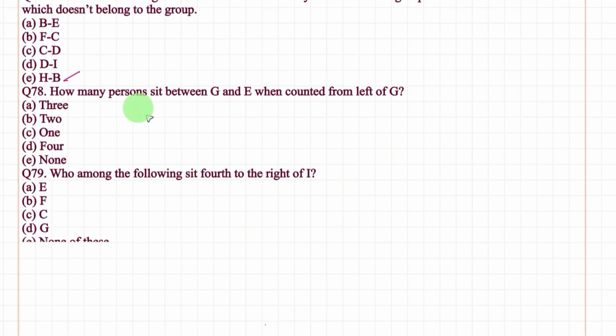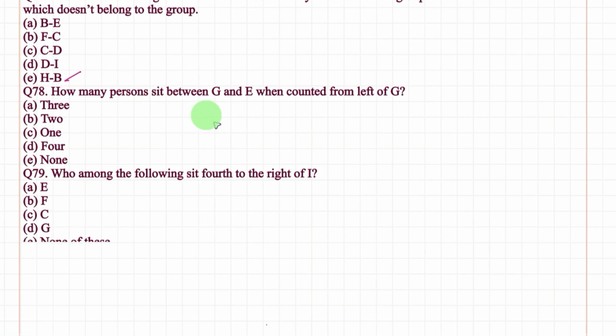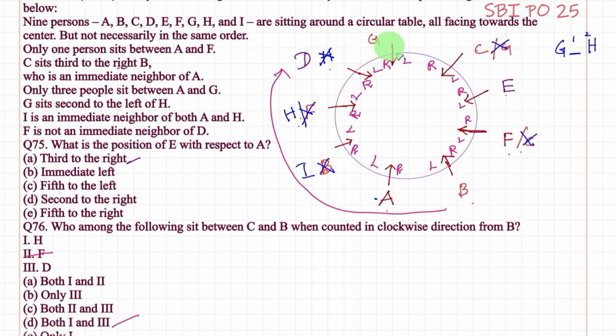Next, how many persons sit between G and E when counted from the left of G? So left of G is here. So between G and E, there's only one person sitting between.